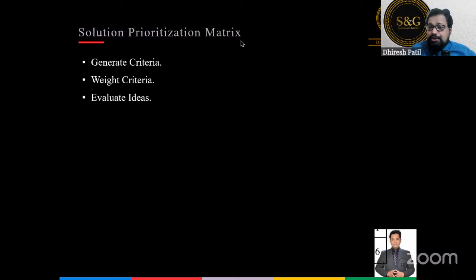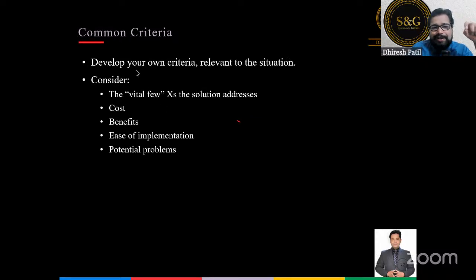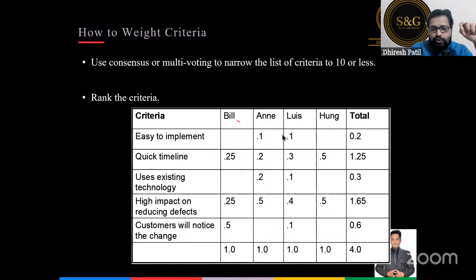Let me quickly go through this process once again. This is called solution prioritization matrix. First, you generate weightage criteria and evaluate the ideas. You develop your criteria, and criteria can be how important it is for the vital axis, cost, benefit, ease of implementation, potential problems which can be created with this solution. All these things have to be considered. Then as a team, you give the weightage and decide the total weightage for each and every criteria.